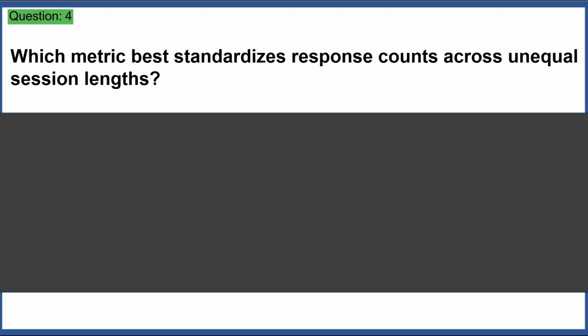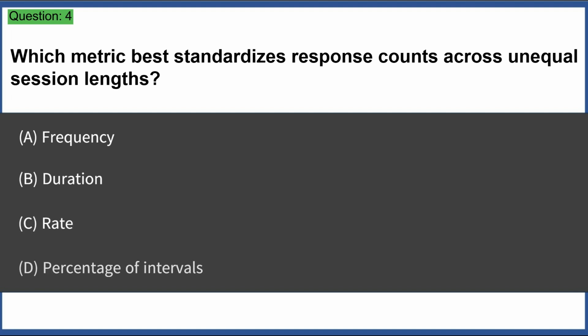Which metric best standardizes response counts across unequal session lengths? A. Frequency. B. Duration. C. Rate. D. Percentage of intervals. Answer, C. Rate equals responses per unit time.